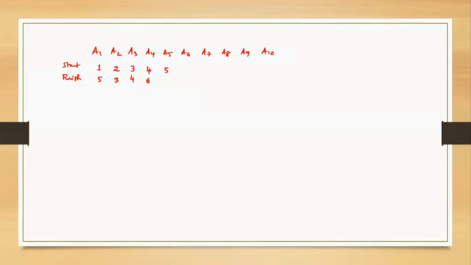Activity 5 has the starting time 5. It is somehow matching with the index of the activity, and suppose its finishing time is 7. So it is as usual 6, 7, 8, 9, 10. Let us complete the finishing time from A6 up to A10. A6 finishing time is, suppose, 8.